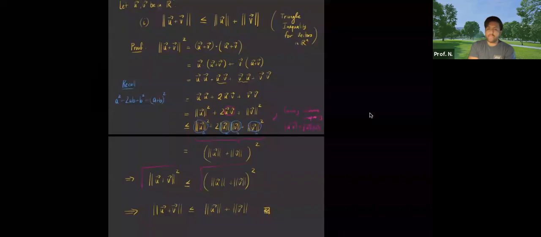A very standard proof, but it's very nice, right? It's algebraic, but it's nice how you can use algebra to in a way manipulate things so that you get your desired mathematical statement, which is the triangle inequality for vectors. And we applied this very key inequality, the Cauchy-Schwarz inequality.